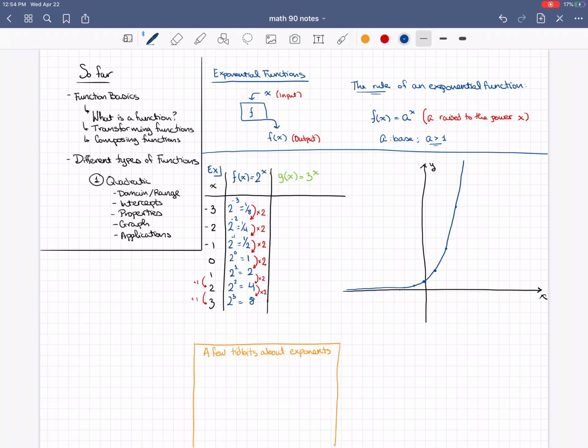All right, good. So that's the graph of 2 to the x. In a second, we'll talk about domain and range, but we'll work on 3 to the x first. So let's see with 3 to the x. I'm going to start exactly the same way.